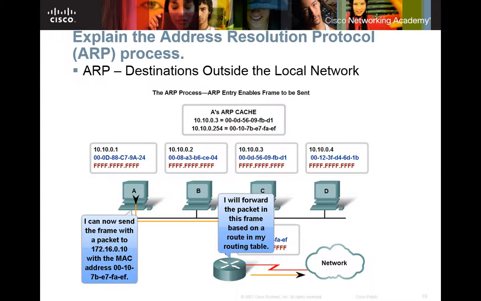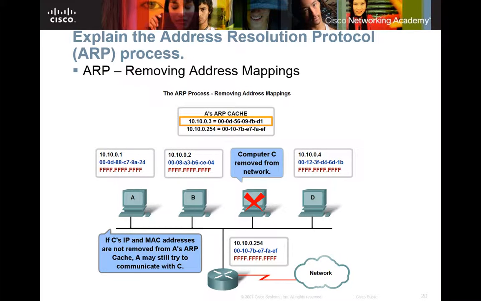Okay. ARP destinations, when it's looking for destinations outside of the network, it takes that data from that MAC address and says, oh, I looked at the IP address. I can know that it's on this network. So it goes out this port, and I don't care where it goes after that. Like I said, all it does is take that 10.10.0.3, and there's the MAC address. And if computer C was removed from the network and I'm trying to get that packet out there, it's still not removed from the ARP cache. So A can still try to send it to C even though C is no longer on that network.